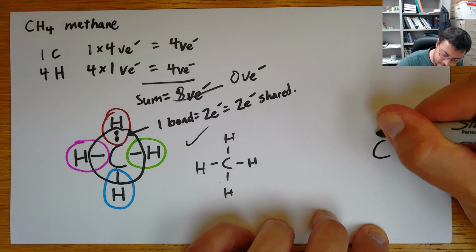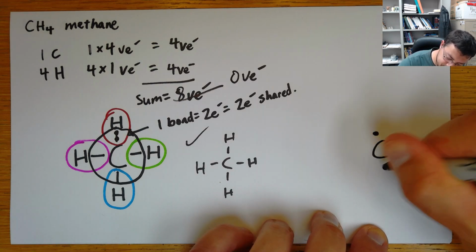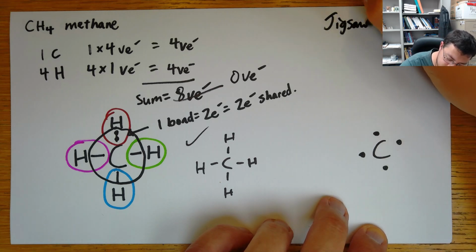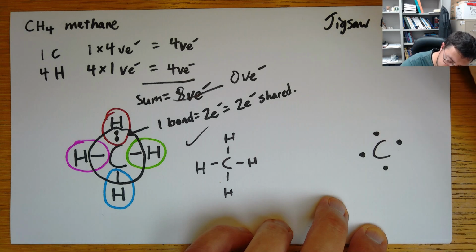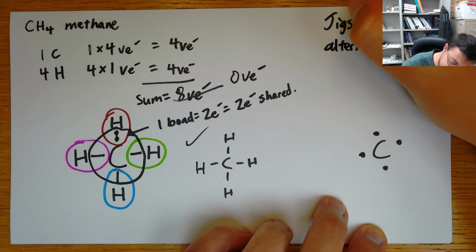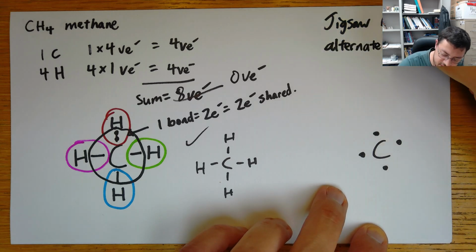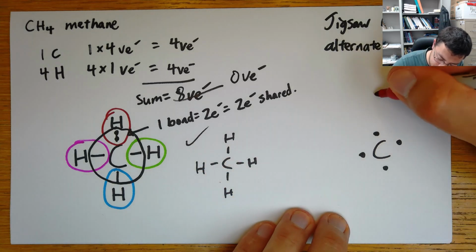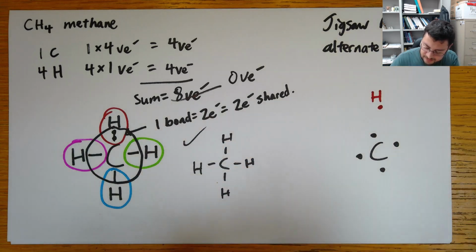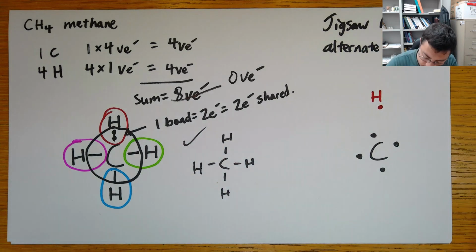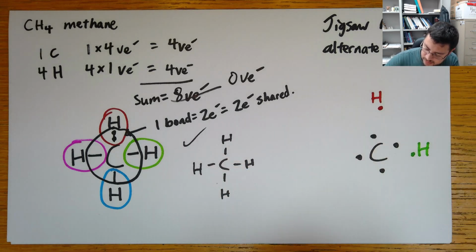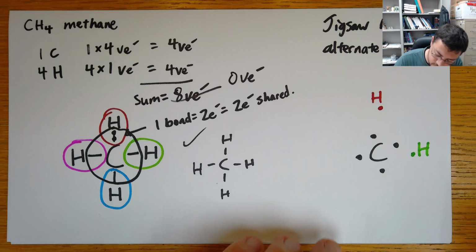Here's the Lewis symbol for carbon. This is the jigsaw puzzle alternate approach. Lewis symbol for carbon. For hydrogen number 1. Two. Three.